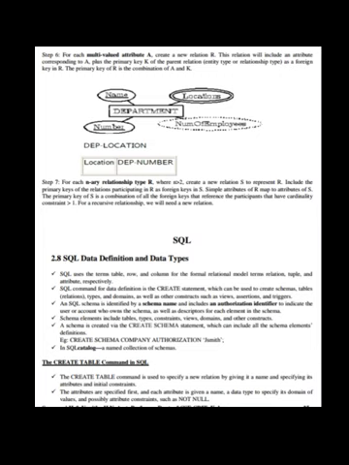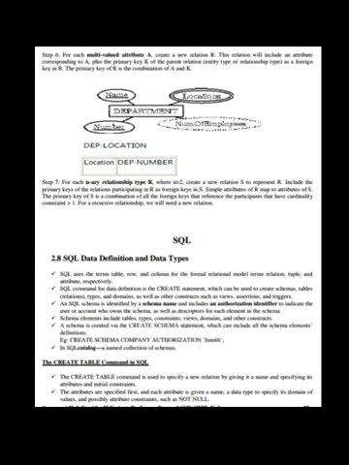An SQL schema is identified by a schema name, and it includes an authorization identifier to indicate the user or account who owns the schema, as well as descriptors for each element in the schema. Schema elements include tables, types, constraints, views, domains, and other constructs. A schema is created via the CREATE SCHEMA statement, which can include all the schema element definitions. Example: CREATE SCHEMA COMPANY AUTHORIZATION Smith. In SQL, a catalog is a named collection of schemas.